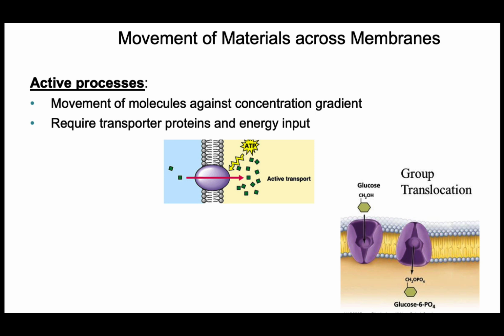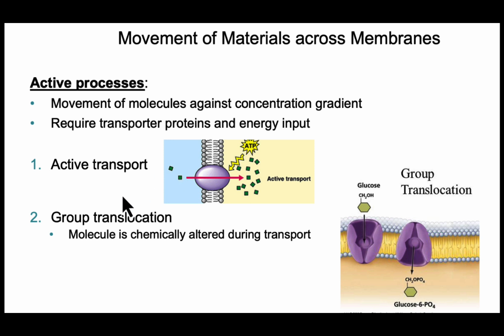It also does require proteins. So there is nothing that can move against the concentration gradient directly through the membrane. You have to have proteins to help do that. So with active transport, you literally just use ATP to open up the transporter and bring stuff in. It's the most simple type of active transport.